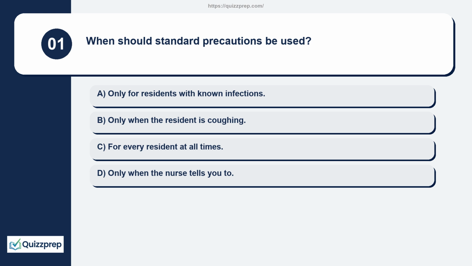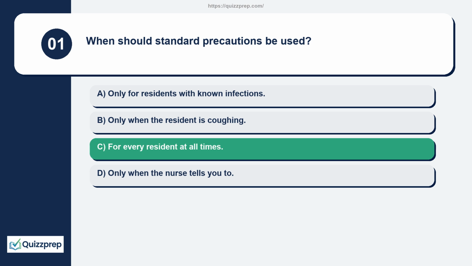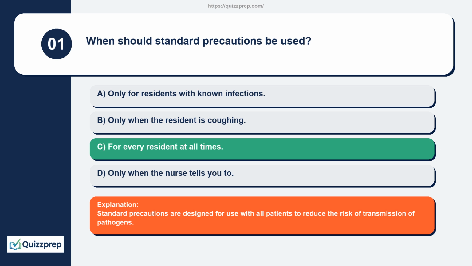Question 1. When should standard precautions be used? Only for residents with known infections. Only when the resident is coughing. For every resident at all times. Only when the nurse tells you to. Standard precautions are designed for use with all patients to reduce the risk of transmission of pathogens.